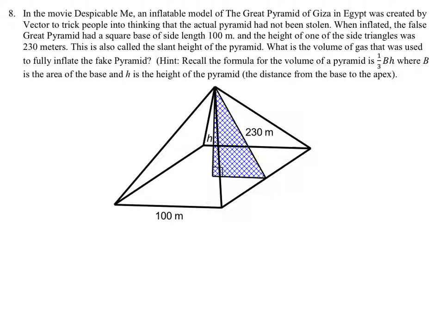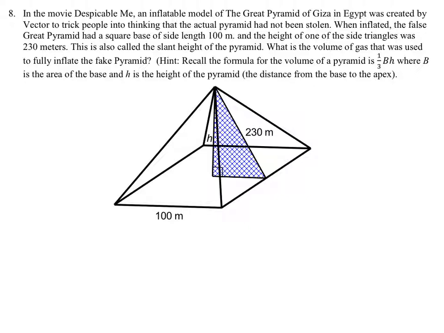In the movie Despicable Me, an inflatable model of the Great Pyramid of Giza in Egypt was created by Vector to trick people into thinking that the actual pyramid had not been stolen. When inflated, the false Great Pyramid had a square base of side length 100, and the height of one of the side triangles was 230 meters. This is also called the slant height of the pyramid. What is the volume of gas that was used to fully inflate the fake pyramid? Are you kidding me? So we're just going to find the volume of this thing.